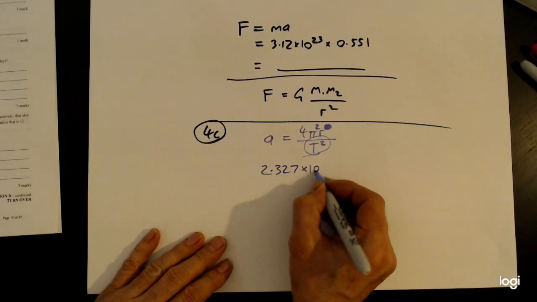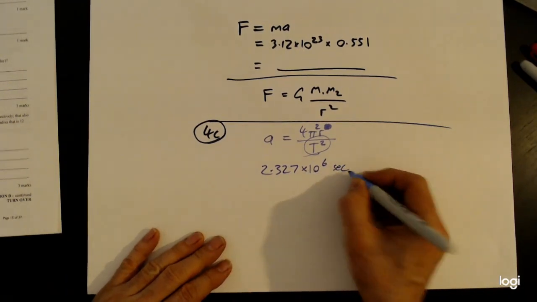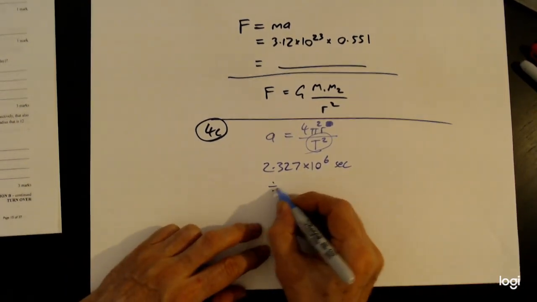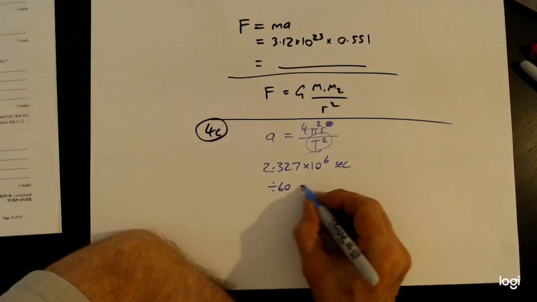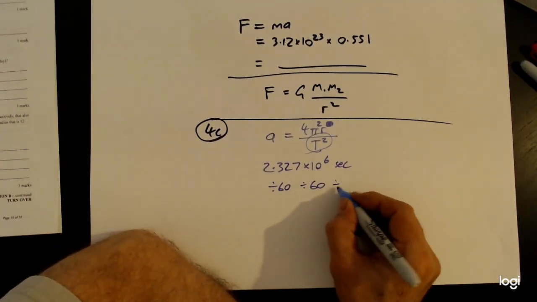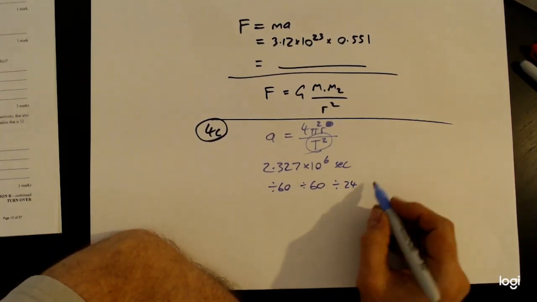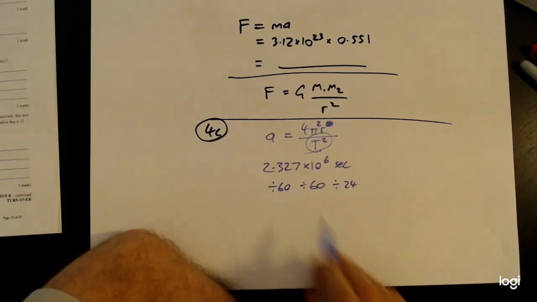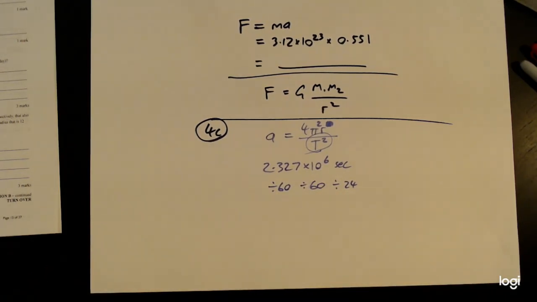2.327 by 10 to the 6 seconds. Divide that by 60 and you've got how many minutes. Divided by 60, you've got how many hours. Divide that by 24 and you've got how many days. So you have to do all of that to this, and you end up getting 27 days. All right.